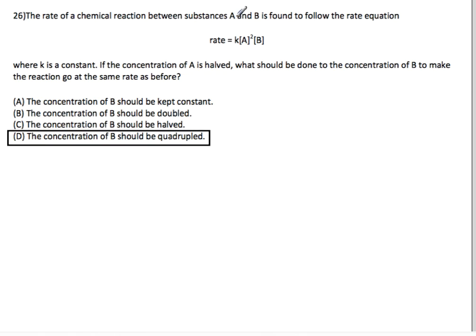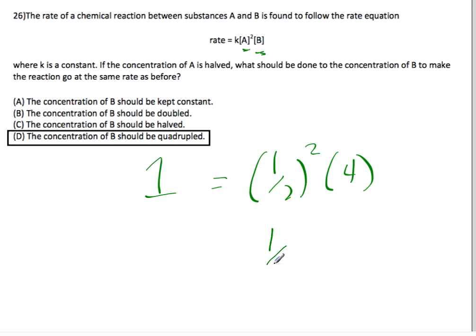The rate of a chemical reaction between A and B is found to follow the following rate equation. So A is to the second, B is to the first, where k is a constant. If the concentration of A is halved, so we're doing this, but notice the order is 2, what should be done to the concentration of B to make it go at the same rate as before? So we want to keep it at 1, basically. Well, in order for you to do that, you would have to quadruple the concentration of B, because if you square 1/2, you're going to get 1/4. 1/4 times what number is going to be equal to 1? You would quadruple the amount of B to keep the rate exactly the same.